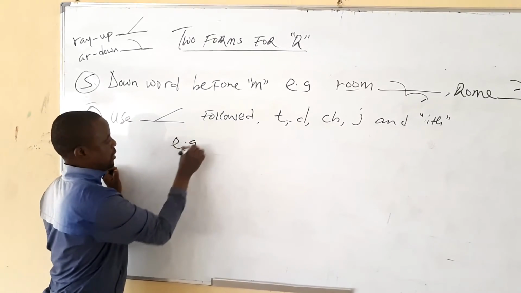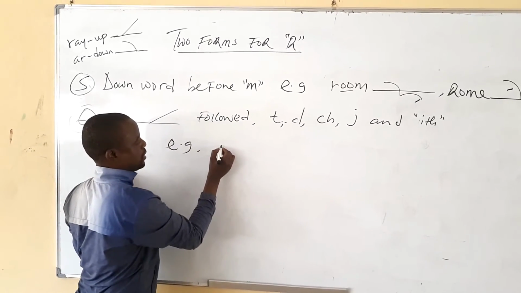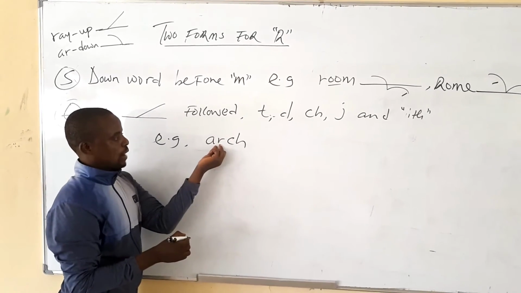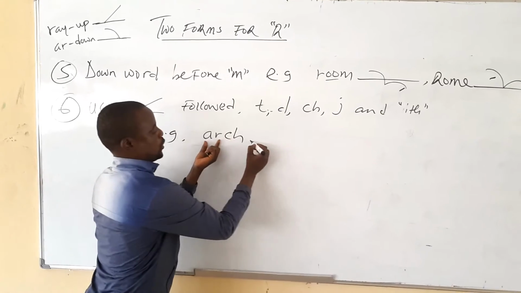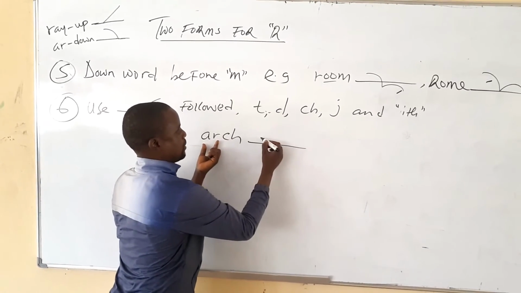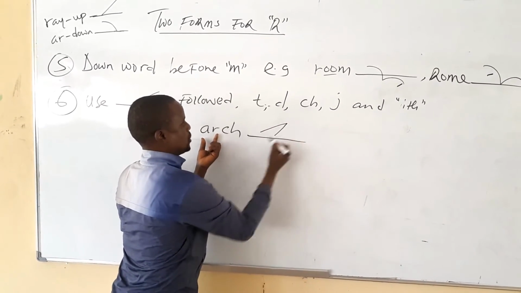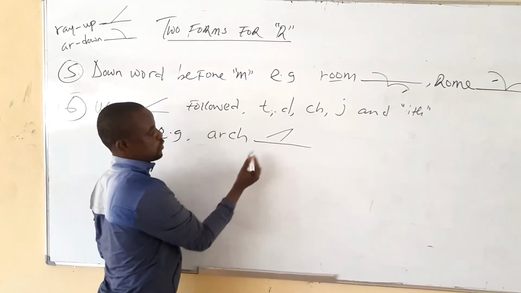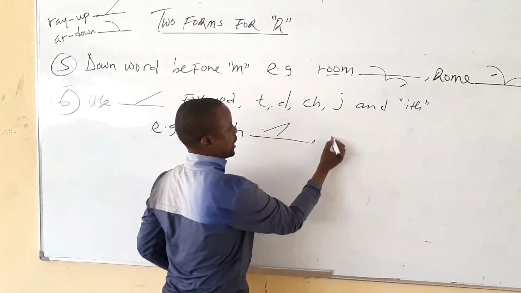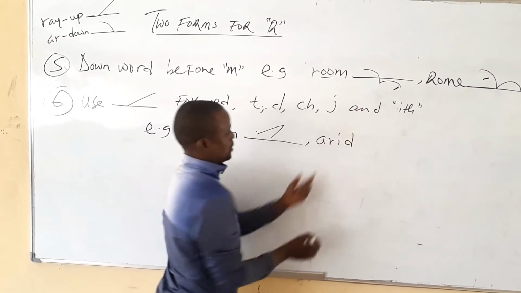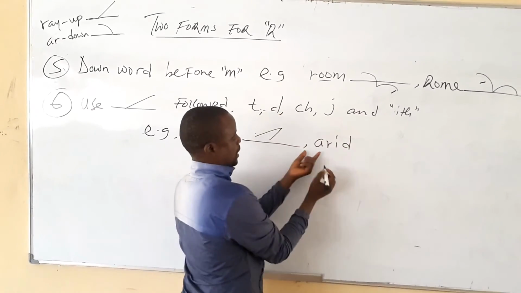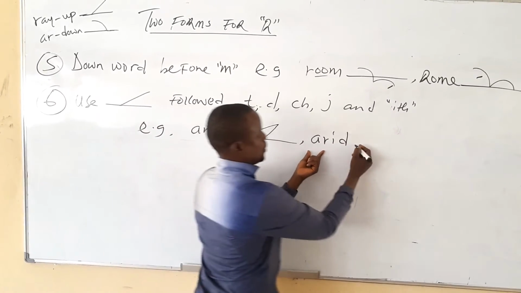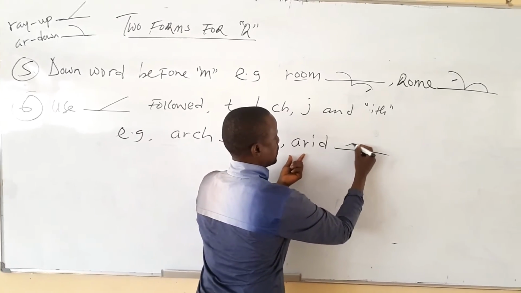Let us give an example. Let's say arch. What follows after R? T. So we use array of. Arch is like this, and arch is above the line because of your vowel. Maybe you say arid. D now follows here. After R we have D. Use array of, arid.